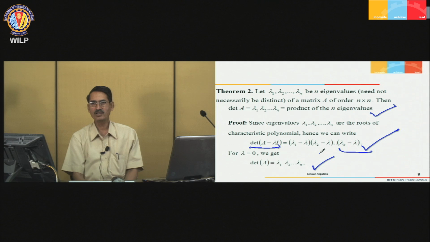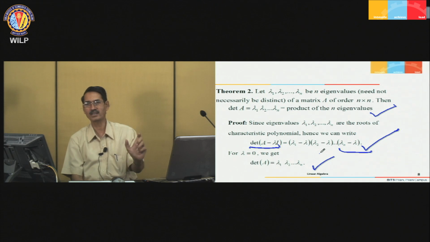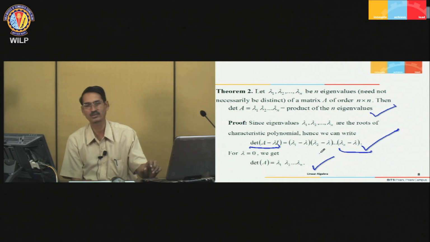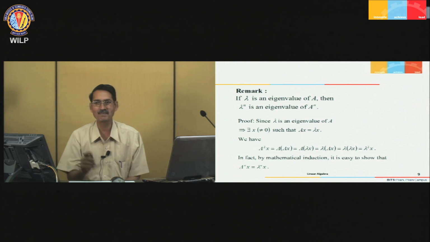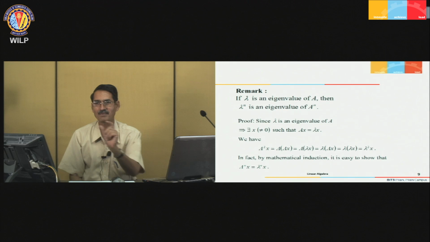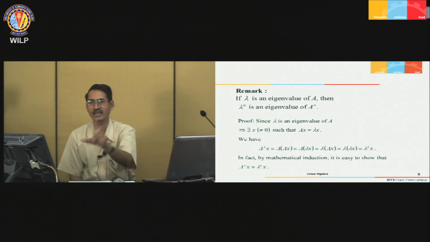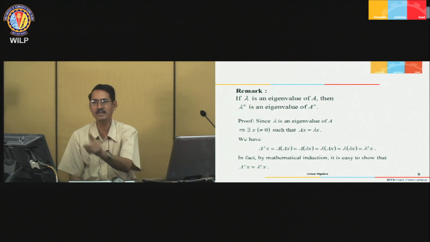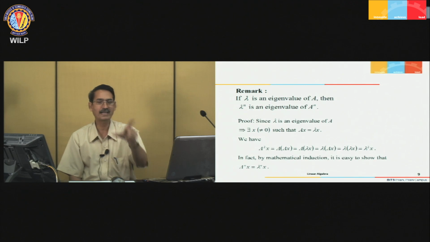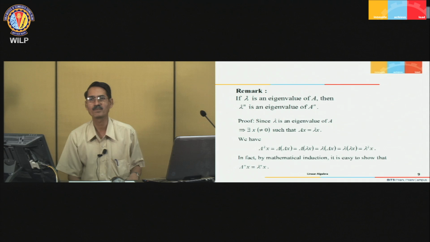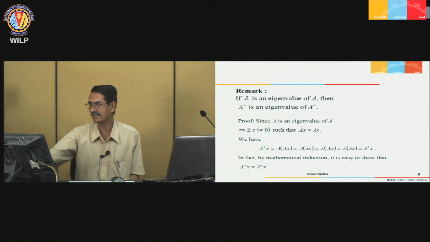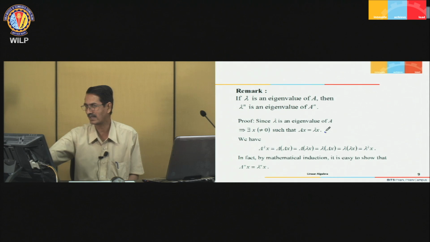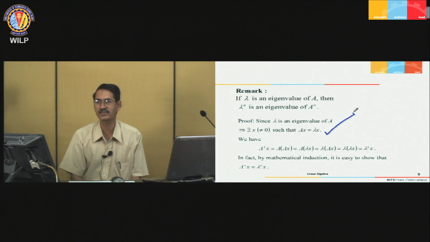So, this is also a very useful technique to find the determinant of the matrix by knowing its eigenvalues. Another very important remark: if lambda is an eigenvalue of A, then lambda square will be an eigenvalue of A square, lambda cube will be an eigenvalue of A cube, and so on. Lambda to the power n is an eigenvalue of A to the power n. This is also used frequently. For example, if lambda is an eigenvalue of A, then A x equals lambda x for non-zero x. This is just by definition.